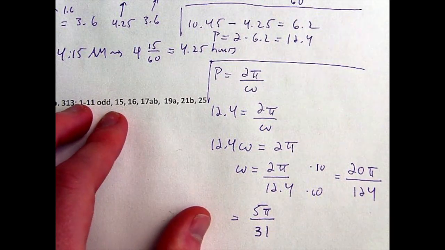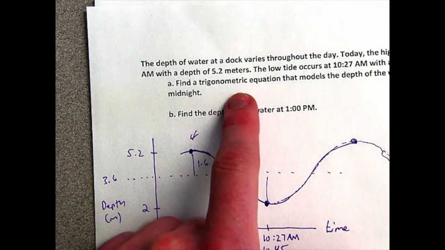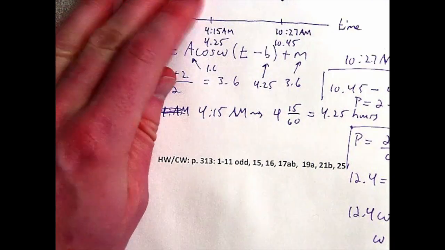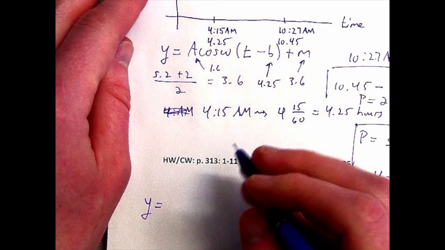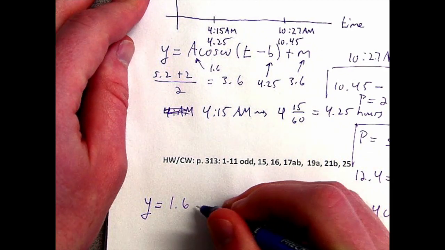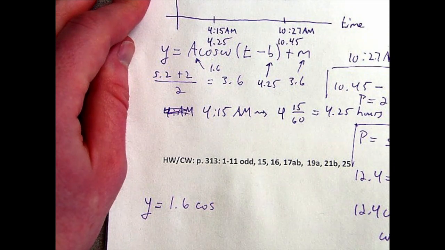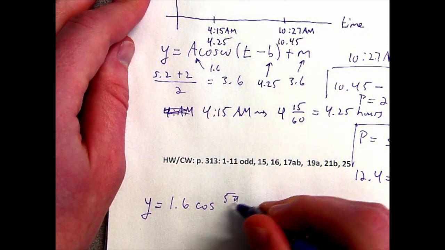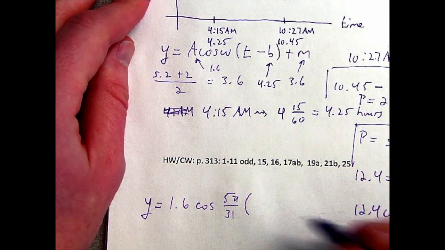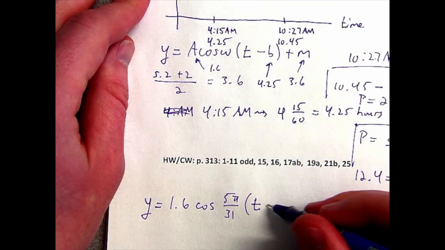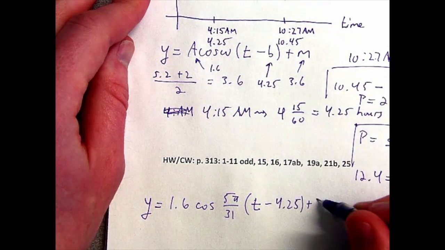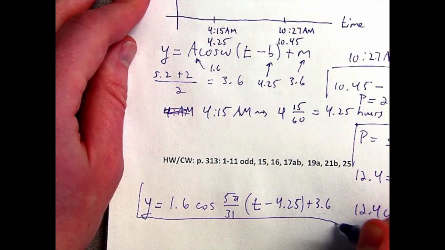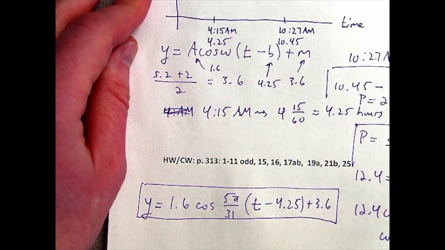So now we're ready to actually write down the function which describes this graph and which models the depth of the water. So I have y is equal to a, which we said was 1.6, so 1.6 cosine omega, which we said was 5 pi over 31, and then t minus b, we said that b is 4.25, and then plus m, which we said was 3.6. So that is the function which models this behavior.